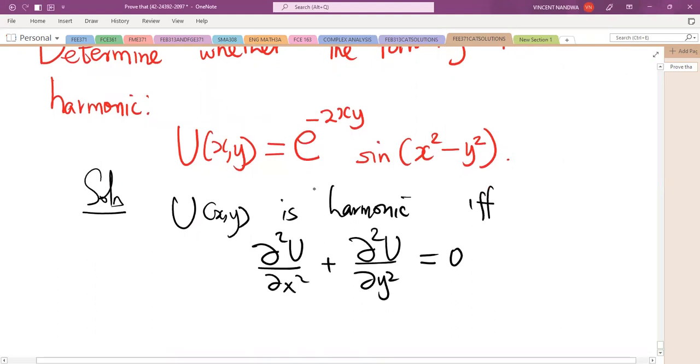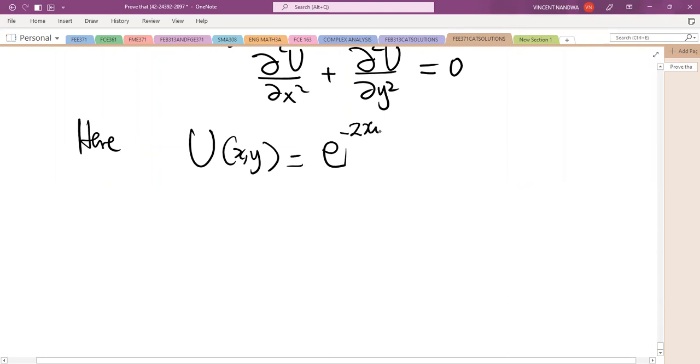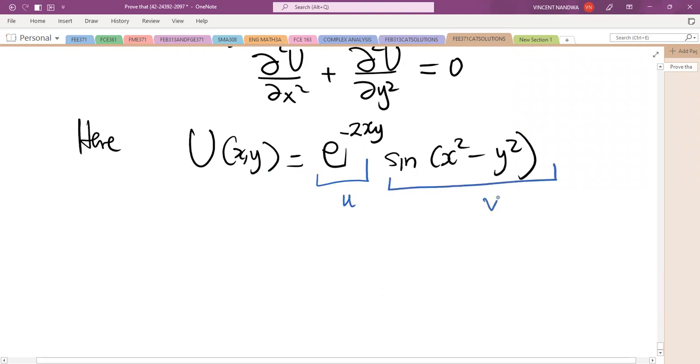So you see our problem. So here, u of x, y is given by e raised to power minus 2xy sine of x squared minus y squared. Now, because this is a product of two functions, to get the derivative, let's call this one u, and call this other part v. By the product rule, we have u prime v plus v prime u.